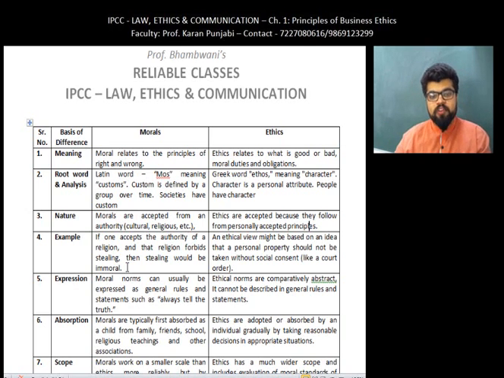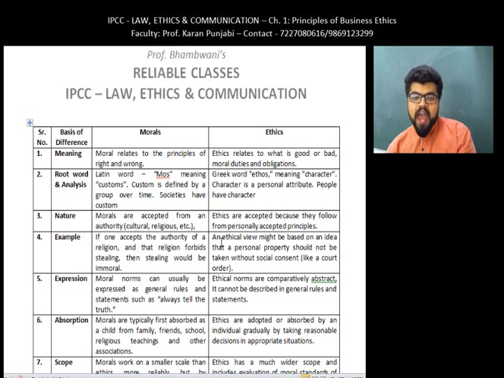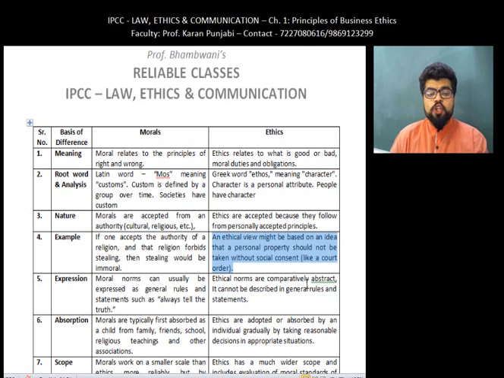But at the same time, when we see an ethical view to it, an ethical view might be based on the idea that personal property should not be taken without a social consent. If I look at this same example from the viewpoint of ethics, ethics says what comes from within. What do I feel is right or wrong? According to me, to take anyone's property you need that person's consent. You need a social consent, right? Or something like a court order, you should have an official permission for it. This is what I feel personally at an individual level.